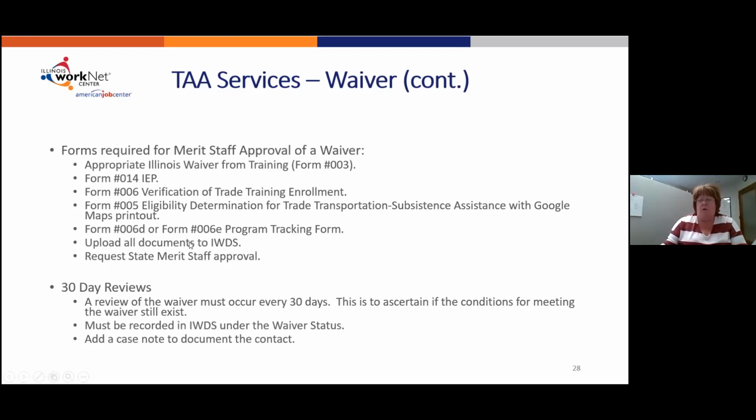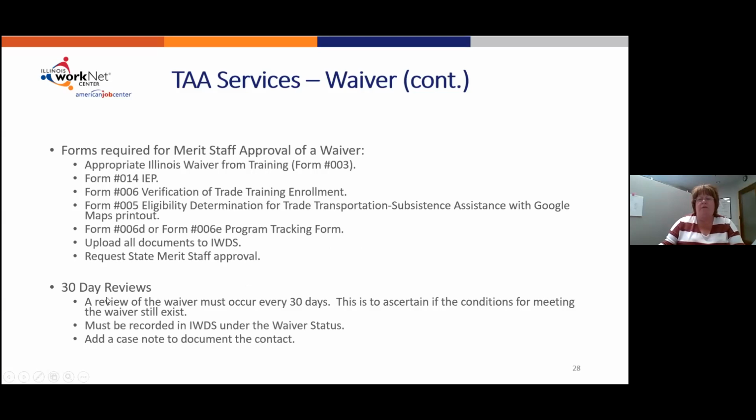So if you are enrolling someone in a waiver, here are the forms that will be required for merit staff approval of that waiver. We will have to have the appropriate Illinois waiver from training completed, the form 14, which is the IEP, the form 6, verification of trade training enrollment, your form 5, which is your transportation subsistence assistance document to see if they're eligible for reimbursement of travel. Form 6D or 6E, which is your program tracking form that lists the courses that must be taken. And the documents need to be uploaded to IWDS, and you'll request your merit staff approval for it.